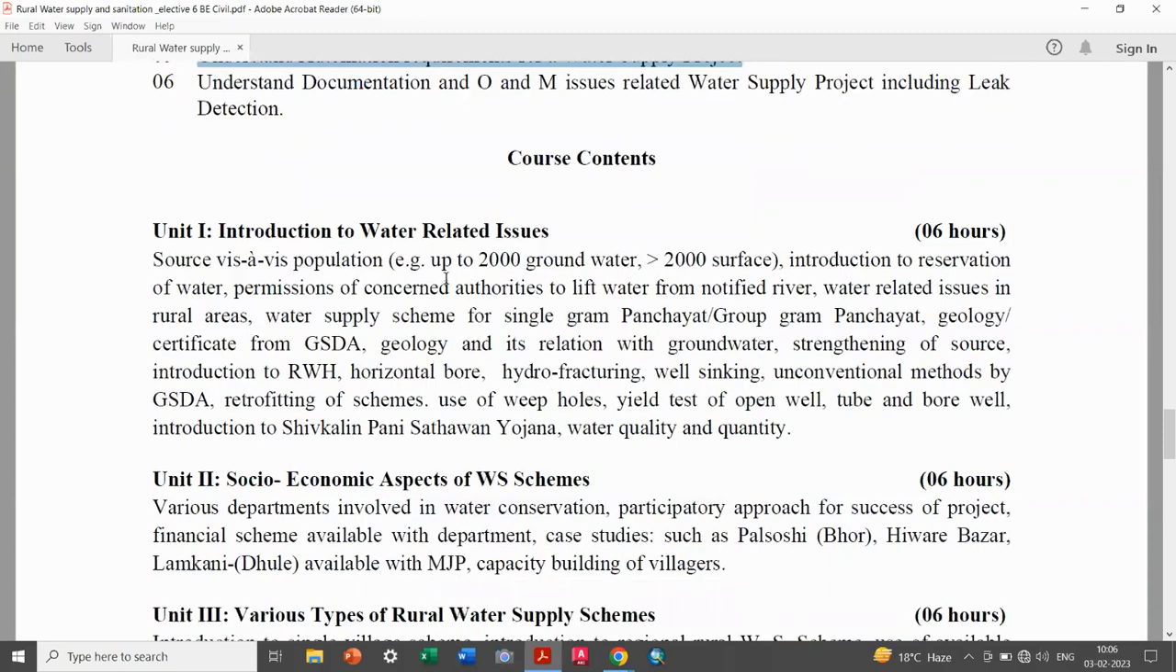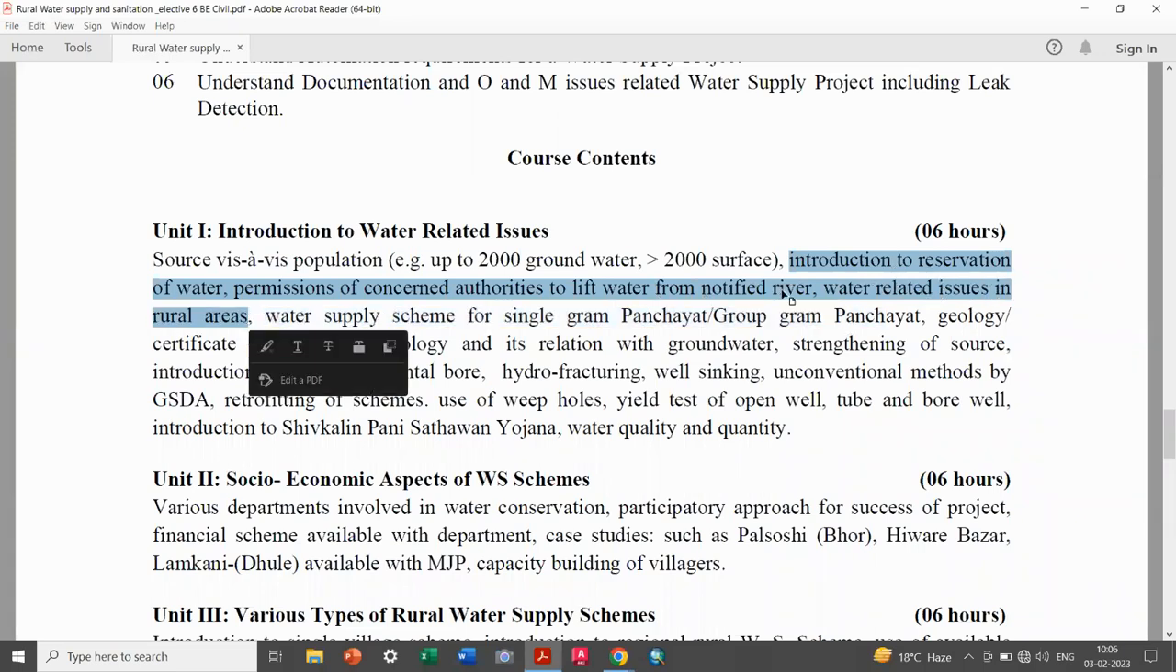You can see here sources, population, for example 2000 groundwater, more than 2000 surface. Introduction to reservation of water, permissions of concerned authorities to lift from the notified river, water related issues in rural areas.